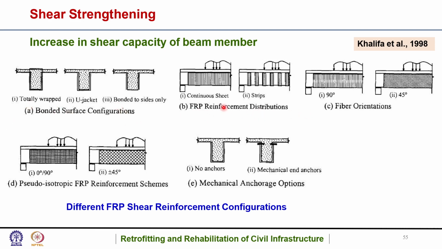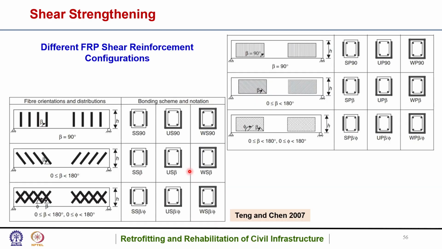Then there is FRP reinforcement distribution in continuous sheets and strips. Here are the fiber orientations: 90-degree, 45-degree, and 0 to 90 degree. This is the pseudo-isotropic FRP reinforcement scheme, and this is again plus-minus 45, so it is like an X shape. Here the mechanical anchorage options are shown: no anchors, and here mechanical end anchors are provided. So these are the different FRP shear reinforcement configurations.